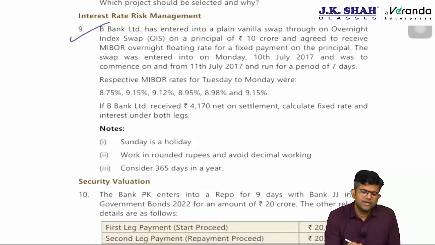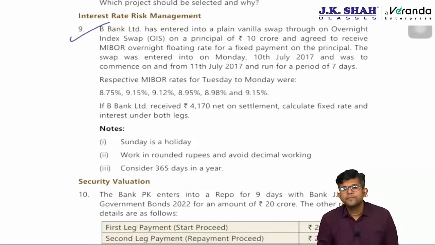Okay students, so now let's do question number 9. From the chapter of interest rate risk management, again a routine normal question which we have been doing. And all of you must have seen this overnight index swap question. Students, very old question, frequently asked, it keeps coming. Please watch my video explaining this particular question to a batch and we'll move on. Okay, there is nothing great in this particular question also.